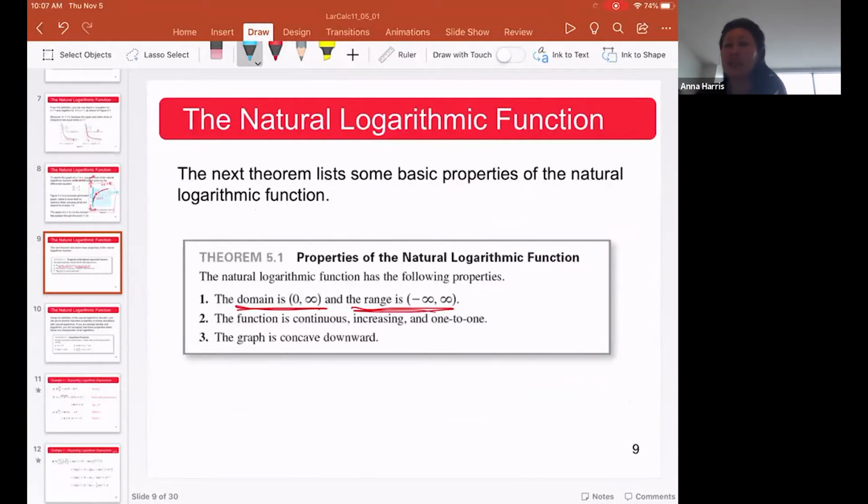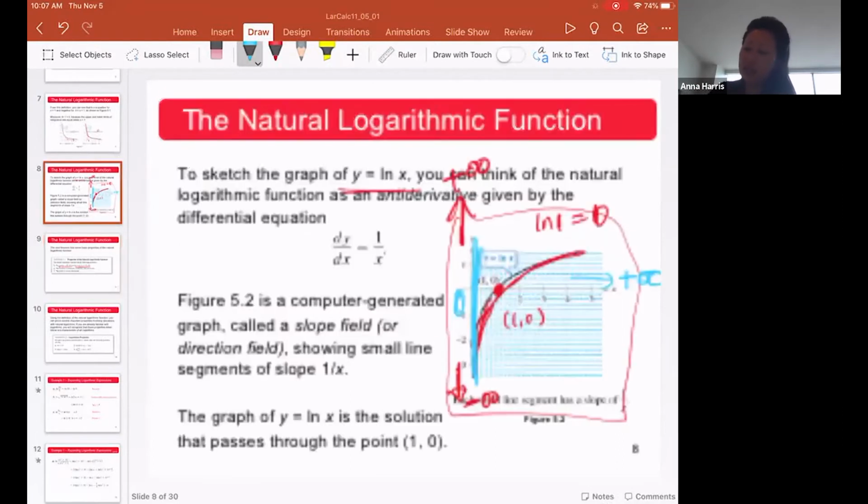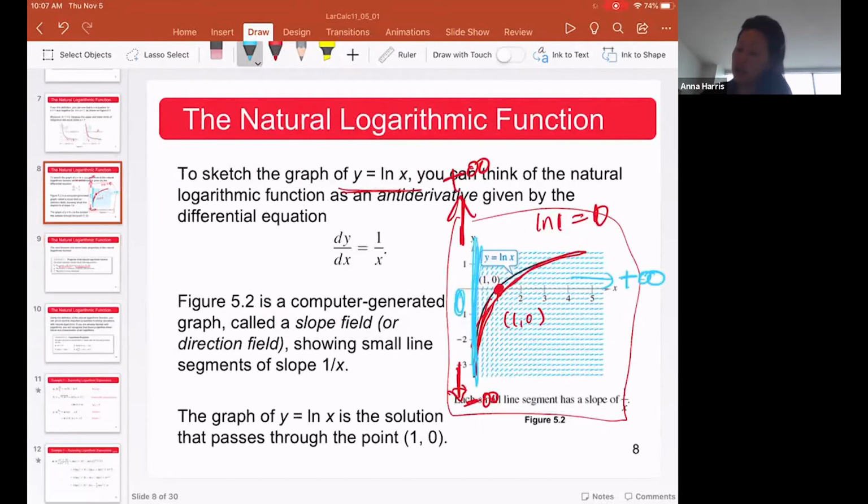Number 2, the function is continuous. It's increasing and one-to-one. As you can see right here, it's increasing. Every part of this is increasing.